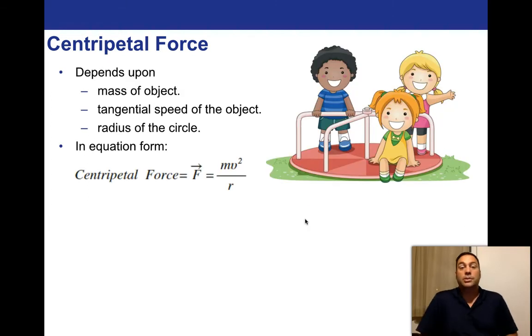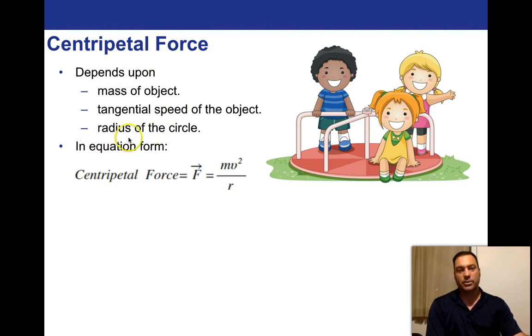All right, so there's actual equations that dictate the centripetal force. And so it's not as simple as F equals ma. It's slightly more sophisticated in a circular system, but not that much more sophisticated. So it turns out that the centripetal force depends on the mass of the object, the tangential speed of the object, and the radius of the circle.